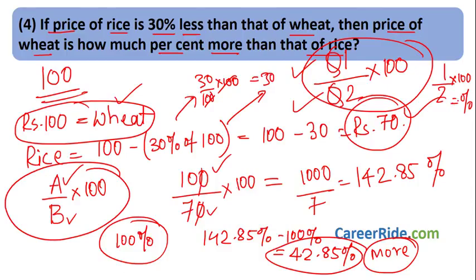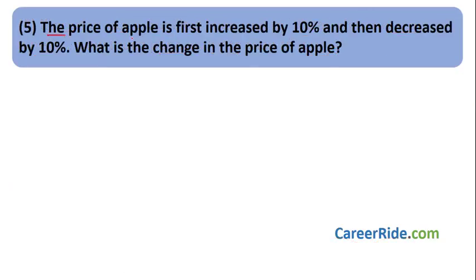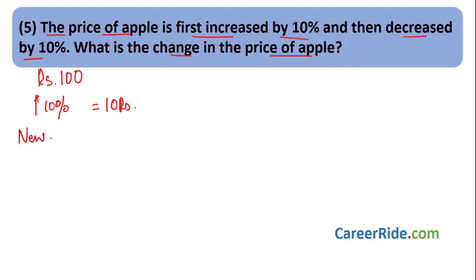Going to question number 5. The price of apple is first increased by 10% and then decreased by 10%. What is the change in the price of apple? Again, very easy. We do not know the price, so let us assume that the price of apple is 100 rupees. First, the price of apple was increased by 10%. What is 10% of 100? 10 rupees. So the new price will be 100 plus 10, that is 110 rupees.